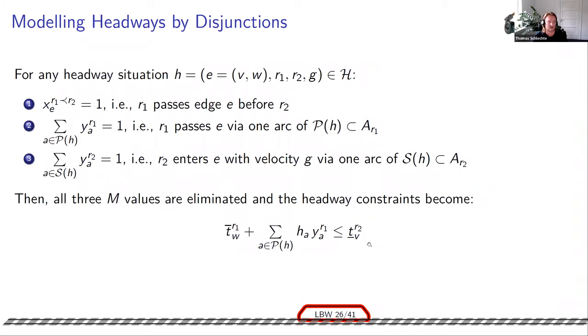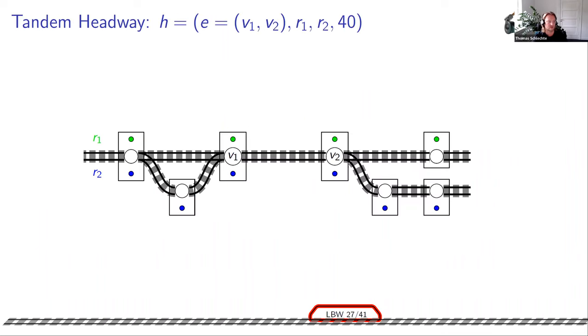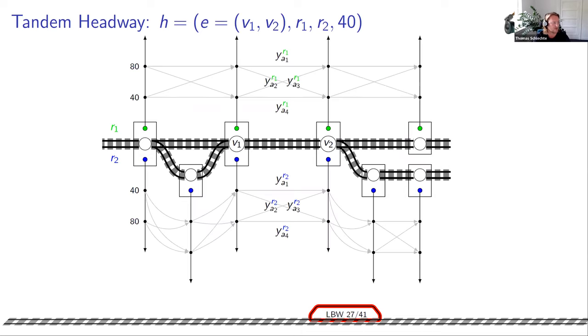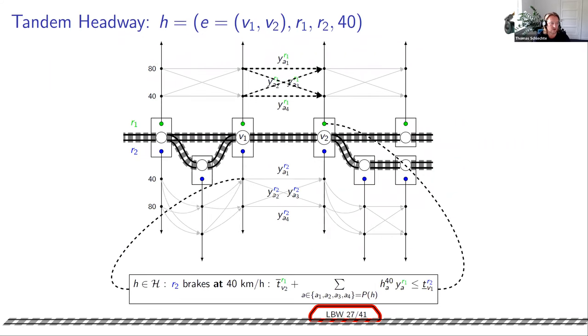And this will make sure that in the node V, the headway time is restricted. And here's once again the same with formulas, now with figures. So the same situation with velocity 40, one edge from V1 to V2 and two requests, and the green one is the first request and the blue one the second. And what we then have is these velocity expanded graphs. We have these set of arcs which we restrict or set into the action together.